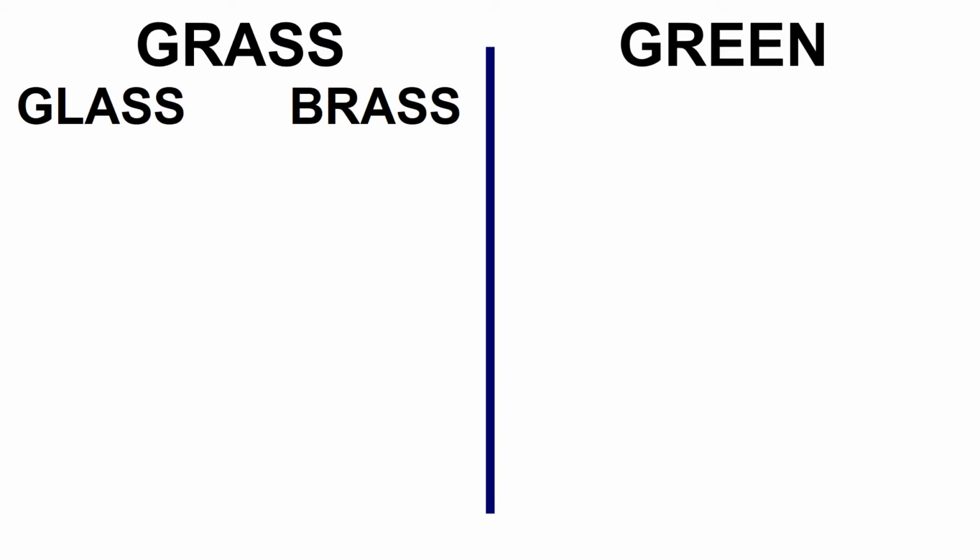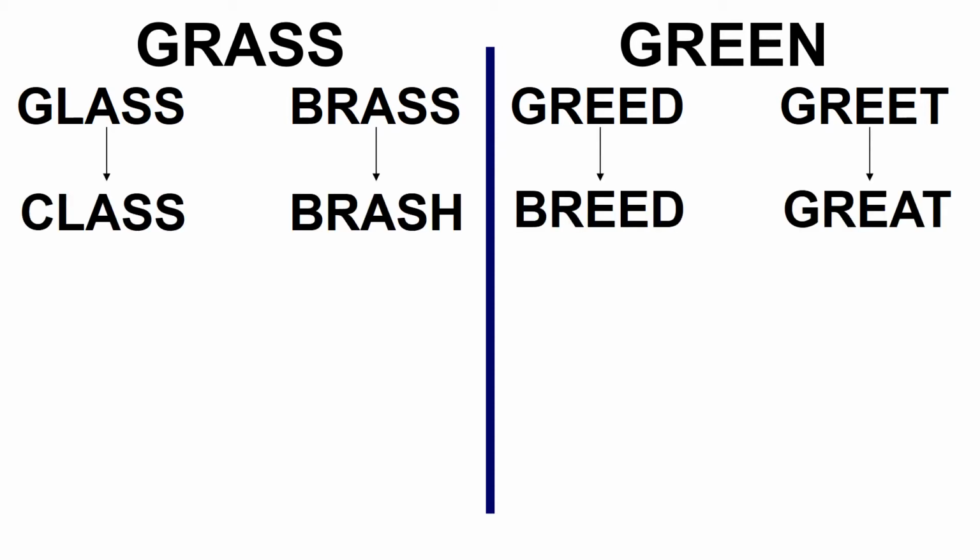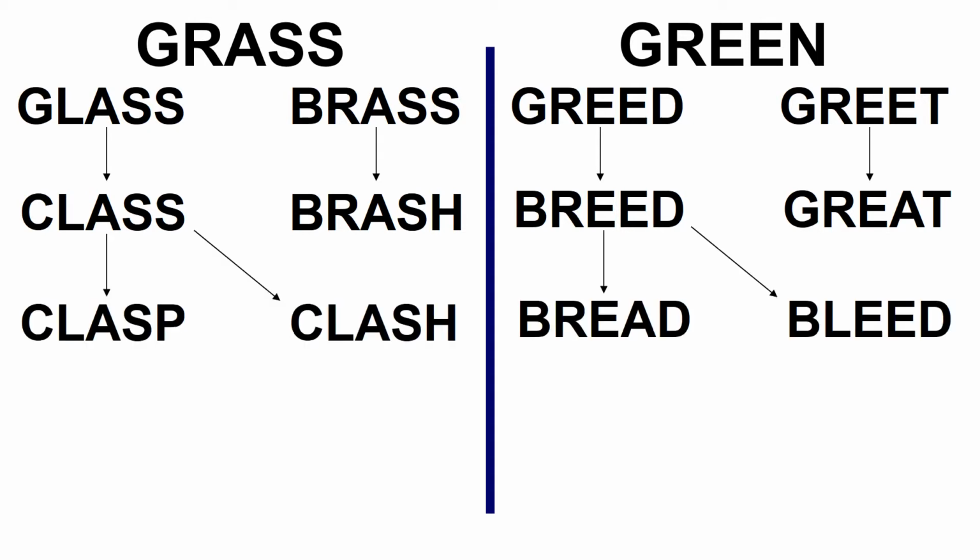Okay, let's give it a try here. So with grass, we get glass and brass. With green, greed and greet. Okay, and then flip it back over. I'll change glass to class, and I'll change brass to brash. Flip it over again. Change greed to breed. Change greet to great.